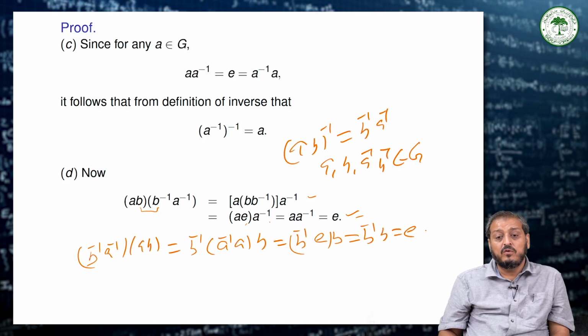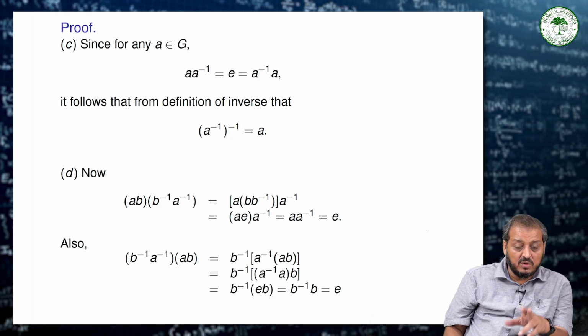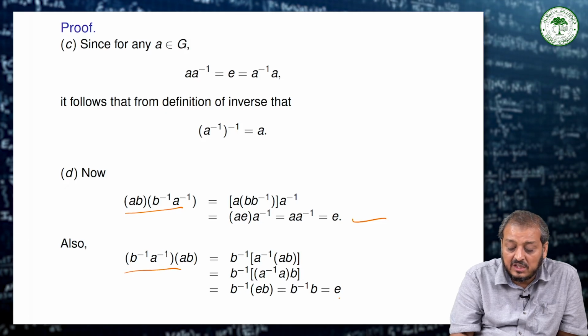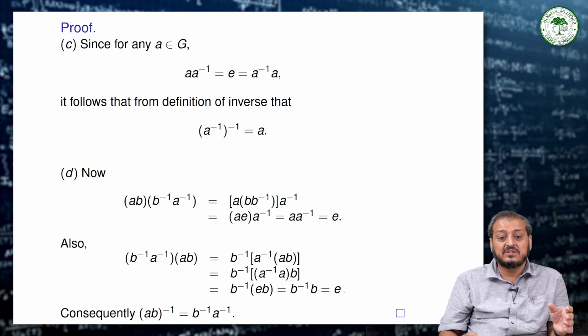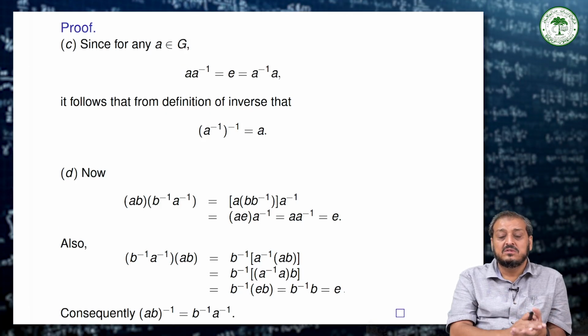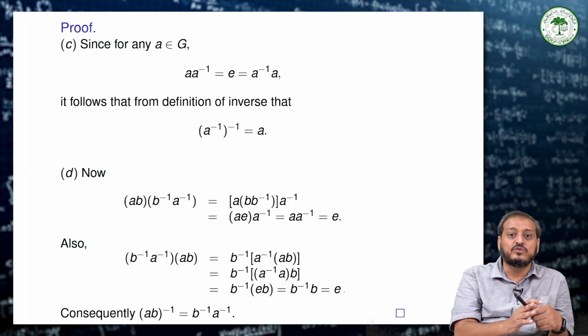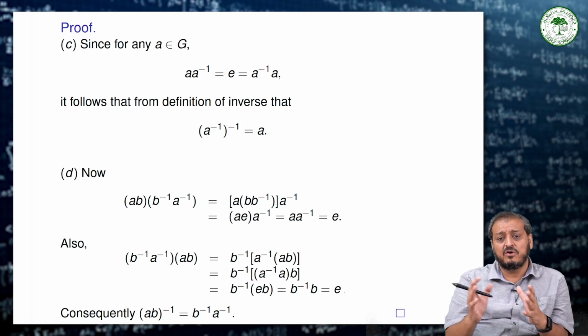So we have to prove that in both cases this is equal to the identity element. If this thing is also the identity element, and this thing is also the identity element, then by the definition of inverse, we can simply say that (AB) inverse is equal to B inverse A inverse. Then all the parts of this result are proved. So we are using very simple, basic properties of a group.